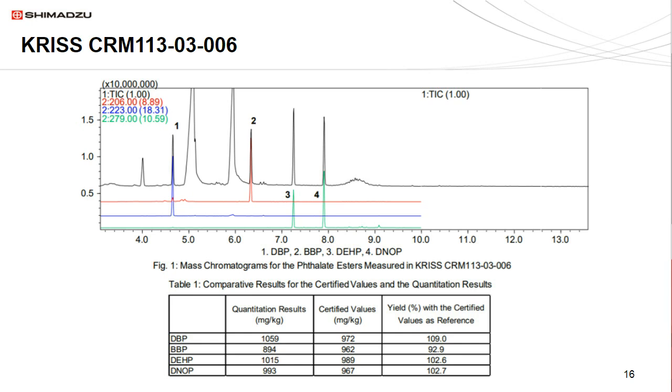Looking at both the 1,000 milligram per kilogram standard and our CRIS standard, we were able to determine the yield of these certified values ranging anywhere from 92, 93% up to 109%. So in fact, we were able to prove that using our 1,000 ppm phthalate ester resin standard sample is extremely useful in creating a calibration and doing a semi-quantitation for real-world samples by comparing it to these CRIS CRM certified values.